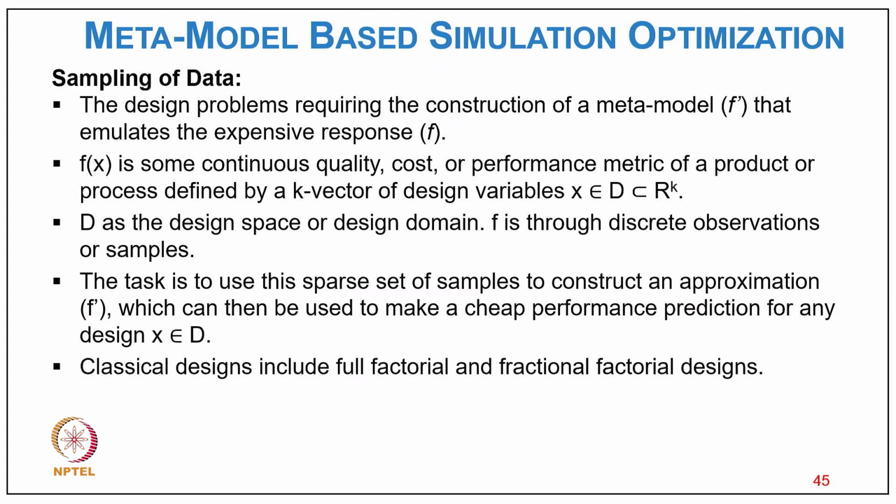Now coming to sampling of data, the design problems require the construction of a meta model that emulates the expensive response F, where F(x) is some continuous quantity, cost, or performance metric of a product or process defined by a k-vector of design variables x belonging to D in R^k, and D is the design space or design domain. F is observed at discrete samples, and the task is to use this sparse set of samples to construct an approximation F dash, which can then be used to achieve performance prediction for any design x belonging to D. Classical designs include full factorial and fractional factorial design.